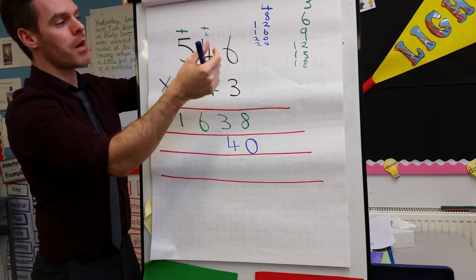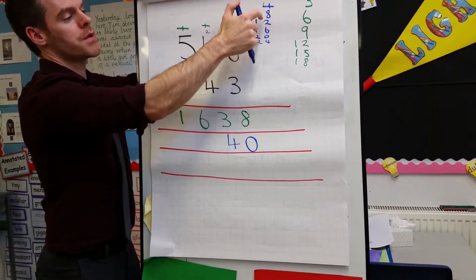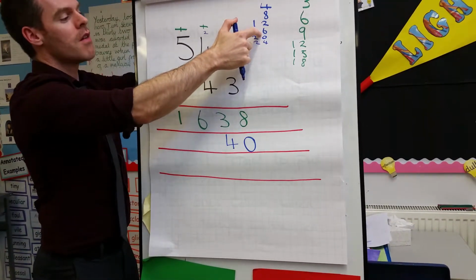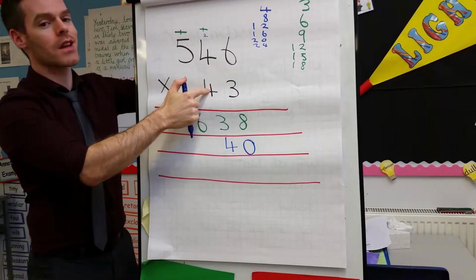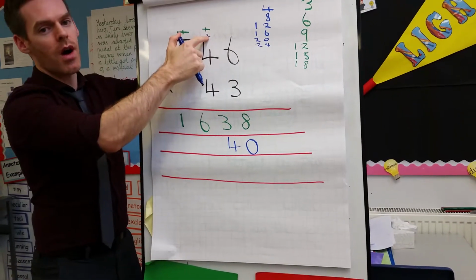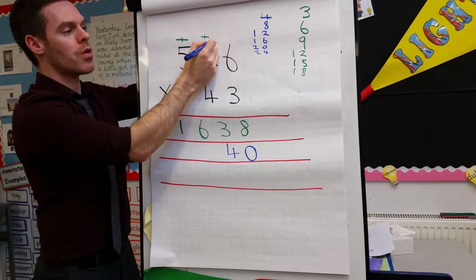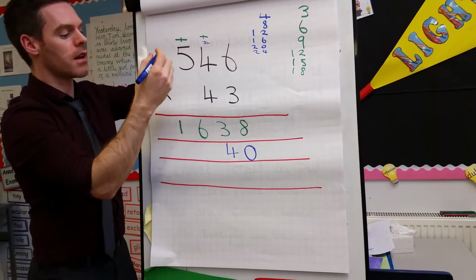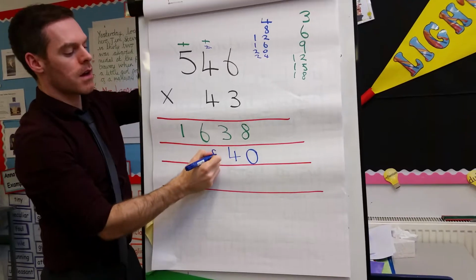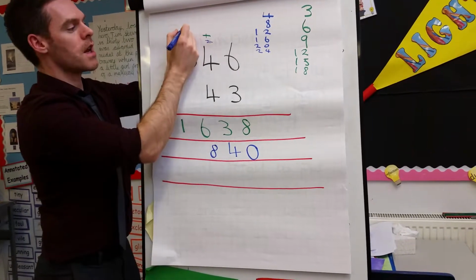Okay, I've already done my list, so I can just check it. 1 group, 2 groups, 3 groups, 4 groups. Okay, 4 groups of 4 is 16, but I've got this extra 2 to add on, which makes 18. I'm going to cross it out straight away, it's really important. Okay, so 18, I'm going to keep the 8, and I'm going to move the 1 into the next column along.